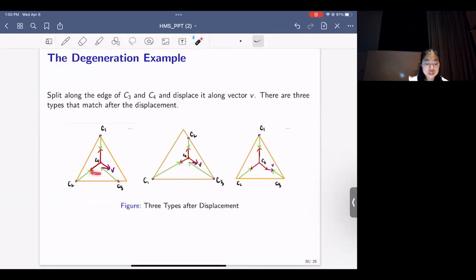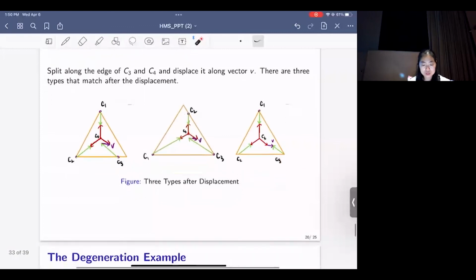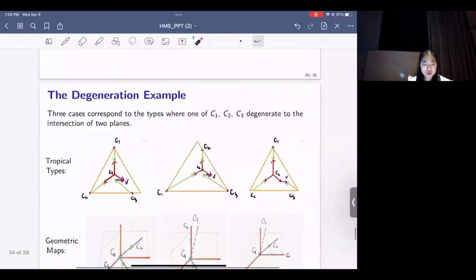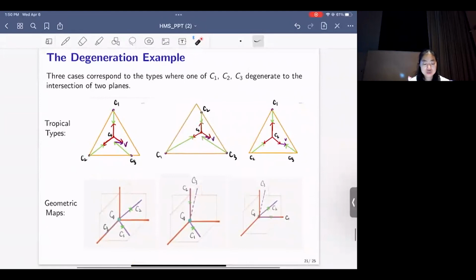And for C4, it's already contracted, so it's already in the deepest strata. So we cannot degenerate it more. And these three types are the types that match after the displacement. And these are the types that give us the numerical information of the invariance. And geometrically, it corresponds to one of the components, C3, degenerating into this strata. So here C2 degenerates and here C1 degenerates into the strata.